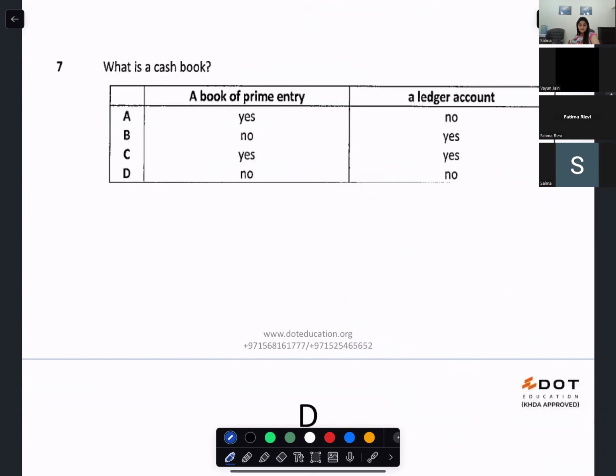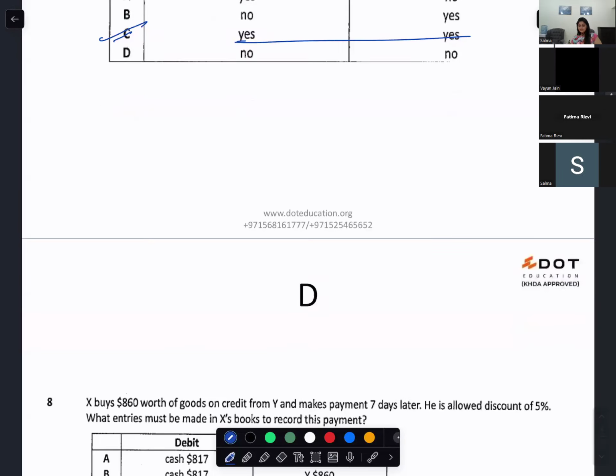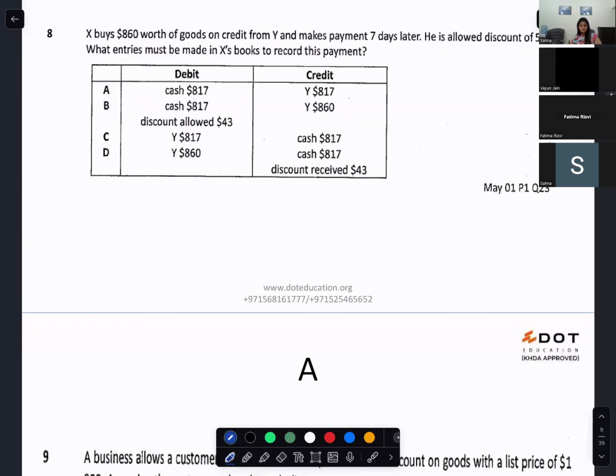What is a cash book? A book of prime entry, a ledger account. It's both. A cash book is both a book of prime entry and also a ledger. Option C.